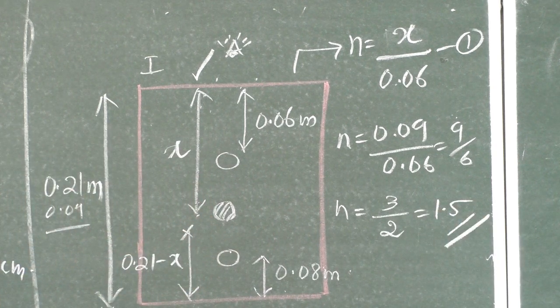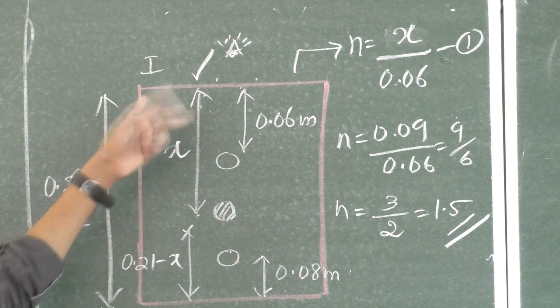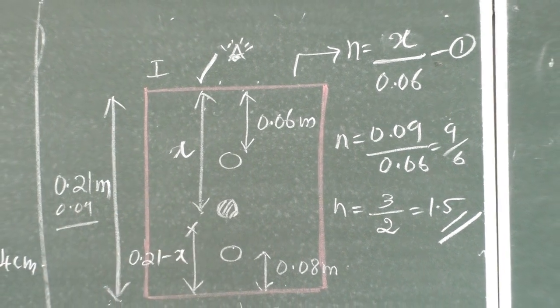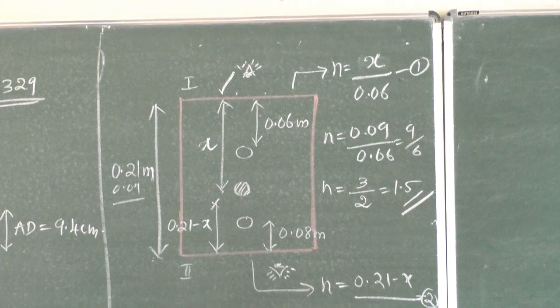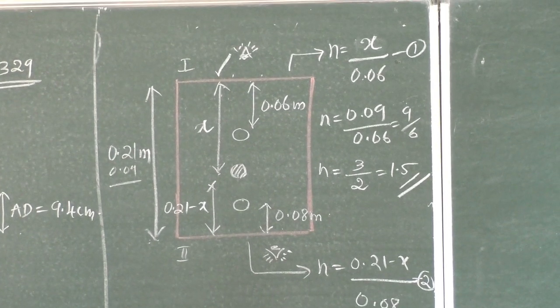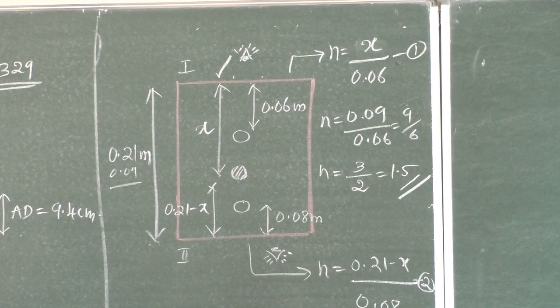Very easy problem once you understand the situation behind this. The only thing is, whatever phase you prefer, the refractive index is the same, but the real depth and apparent depth keep on changing. So the answer is right. Now we want to move on to the next problem.